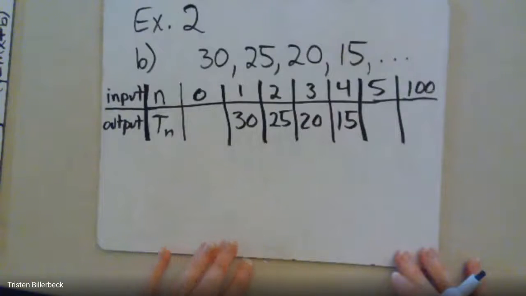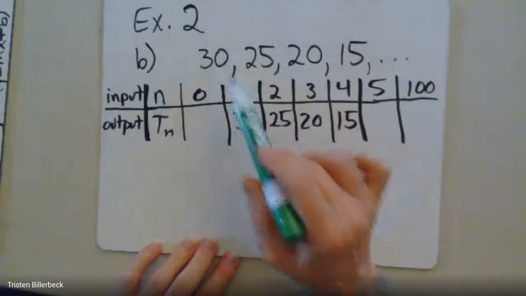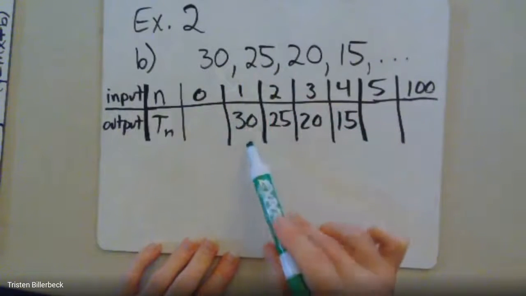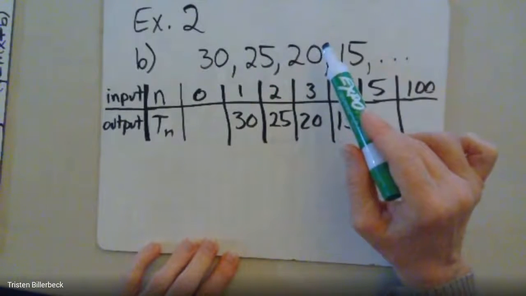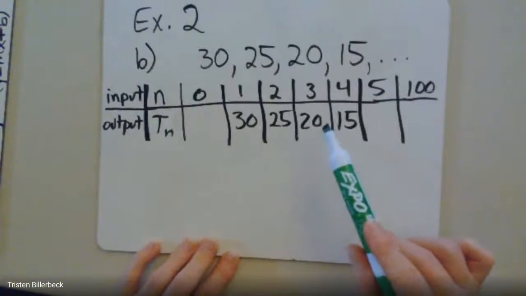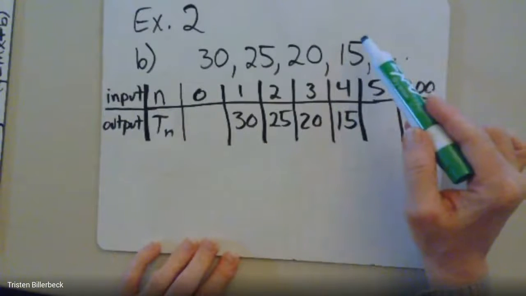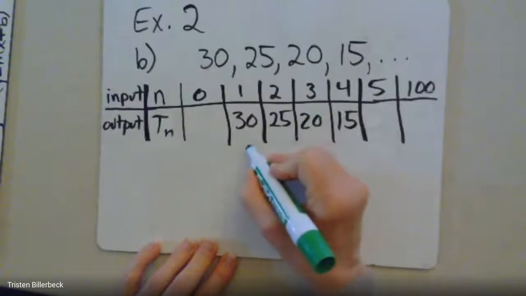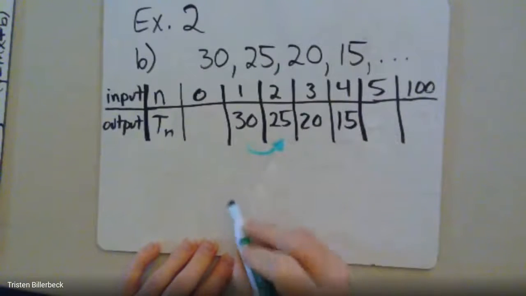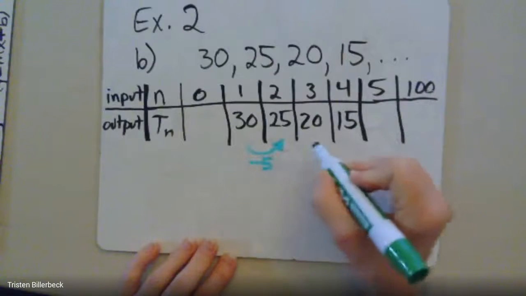All right, example 2. So our first term is 30, so it goes under 1. Our second term is 25, so it goes under 2. Our third term is 20, so it goes under 3. And our fourth term is 15, so it goes under 4. So when we look at how it is changing, ooh, it's decreasing by 5.